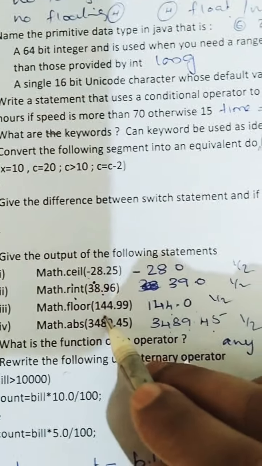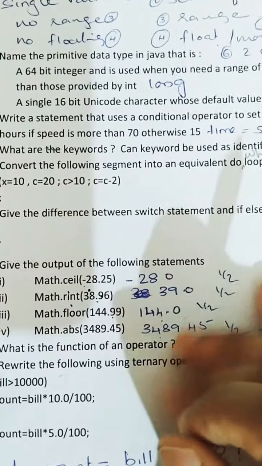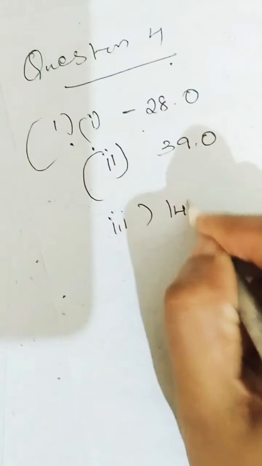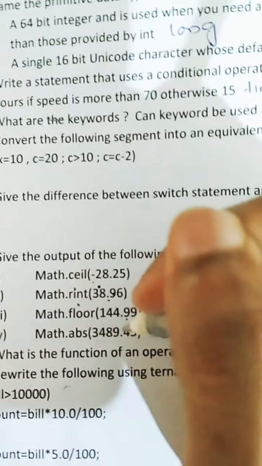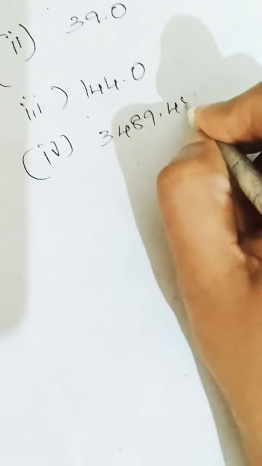Next, Math.floor of 144.99. Floor means lower value, so it will give 144.0. Next, Math.abs of 348.9. It's a positive number, so the same number will be the answer. So it will be 348.9. No changes in this. Okay.